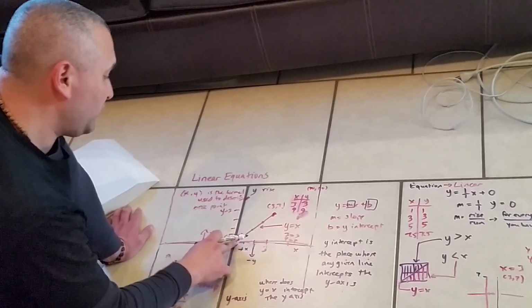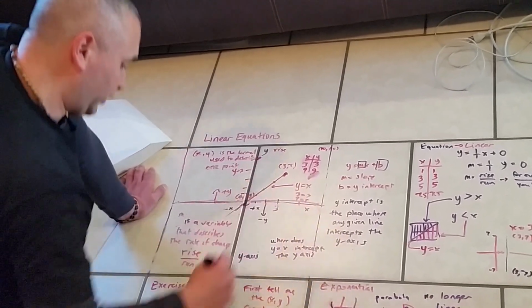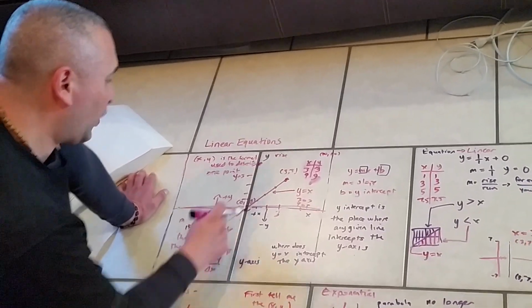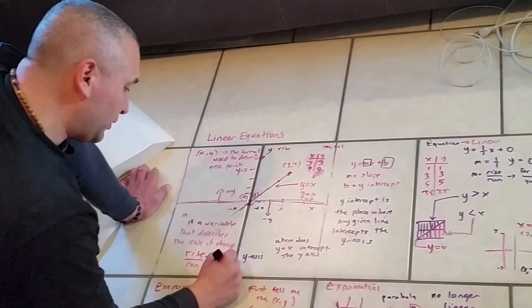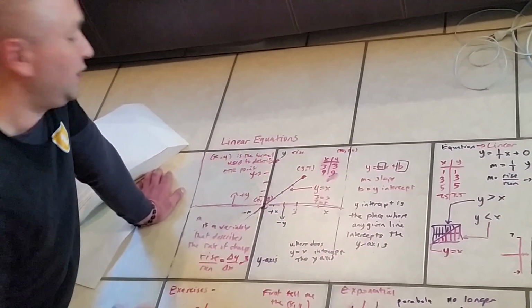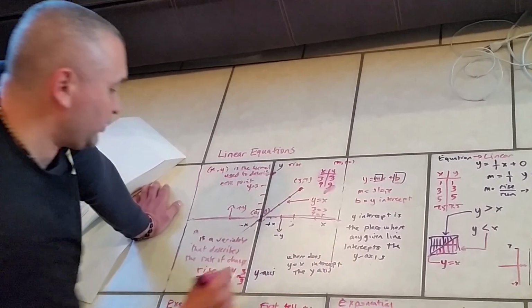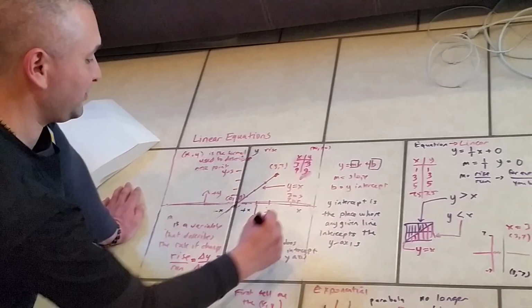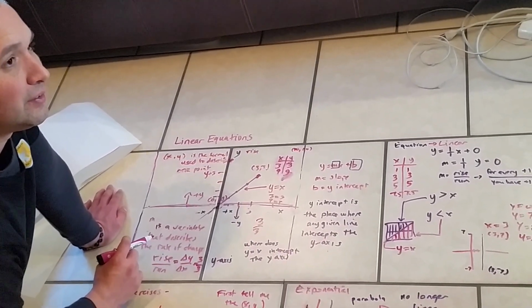So if I go from 0, 0 to 3, 3, I have to go 1, 2, 3. The rise is going to be the change in y over the change in x. Y changed plus 3, right? I went from 0 to 3. So the change in y is 3. And what's the change in x? I went from 0 to 3. The change in x is 3, right? Is that a fraction I can reduce? 3 over 3? No, because they're prime numbers. But 3 goes into 3 one time.